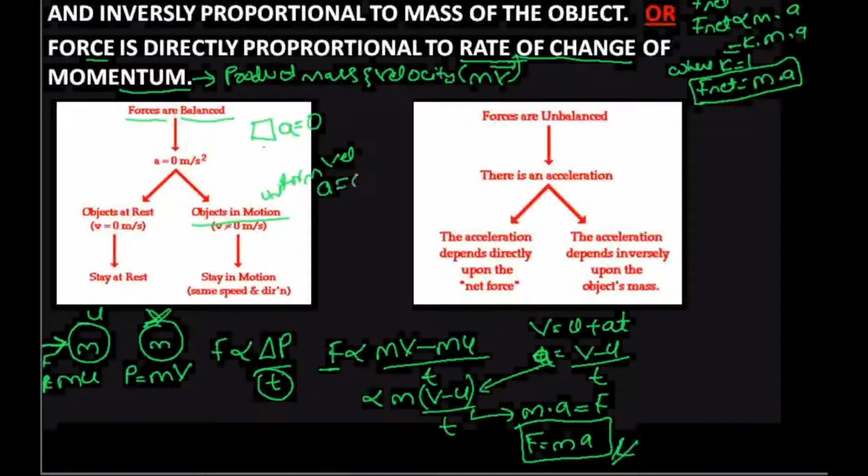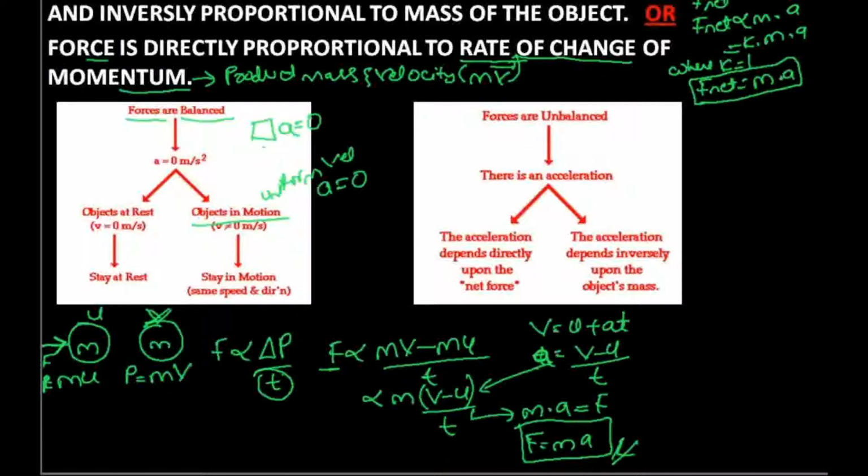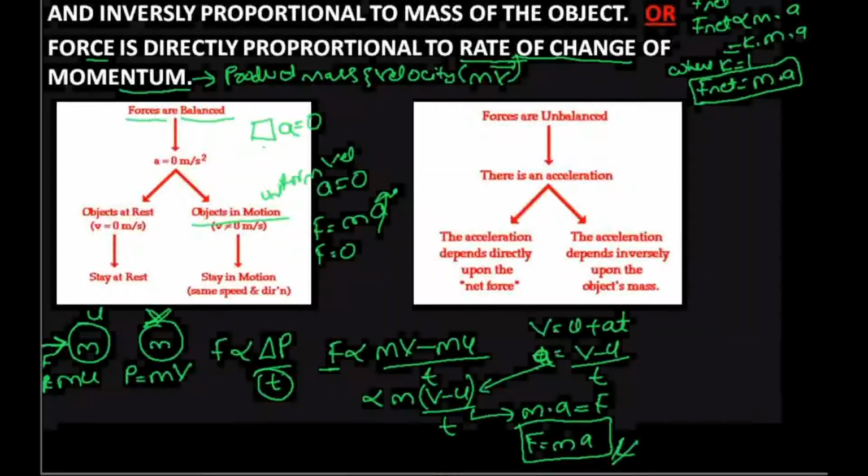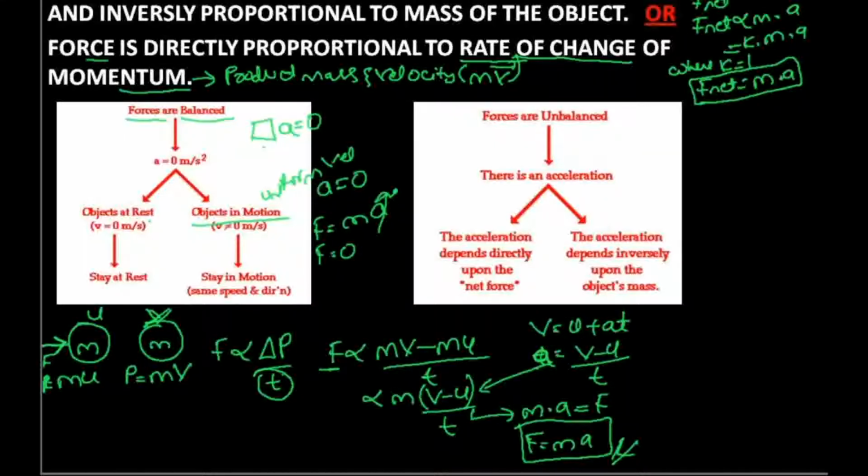So in that case, F is equal to ma and acceleration is equal to 0, so force is equal to 0. In both cases, when the body is at rest, the force will be 0. When the object is in motion with a uniform velocity, acceleration is 0. So the formula becomes F is equal to ma, a is equal to 0, F is equal to 0. The net force acting on the body is 0.